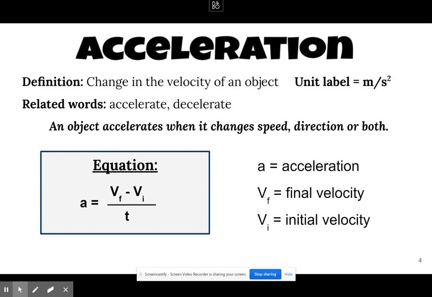Now, there is an equation that we can use for acceleration, but first, let's go over what these letters are. So A stands for acceleration, VF is for our final velocity, VI is for our initial velocity, and then T is for time. That stays the same for us. So our equation is acceleration equals final velocity minus our initial velocity divided by time.